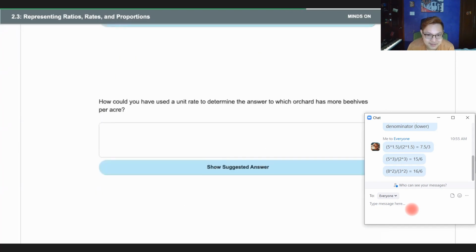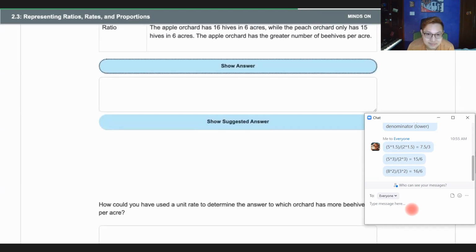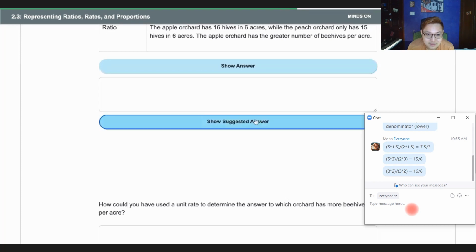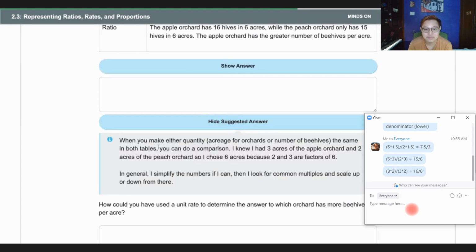The suggested answer, so just click on that. When you take the factor of 6, that is exactly the same as what we did.